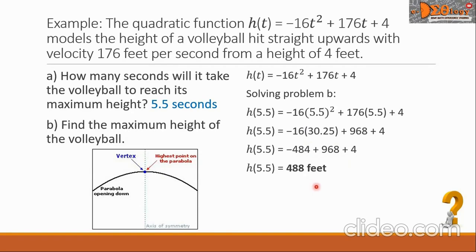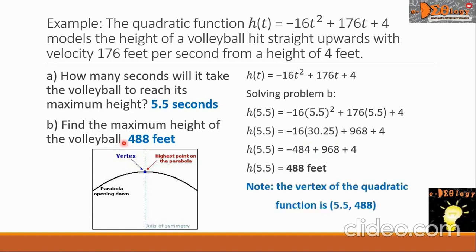Let us copy this opposite problem B. And this is our answer. Take note, the vertex of the quadratic function is 5.5, 488. This is our final answer.